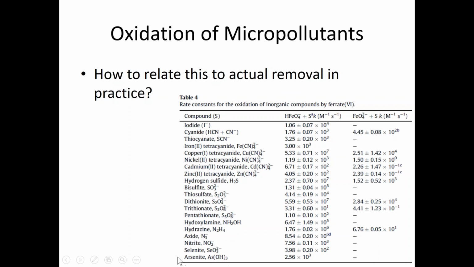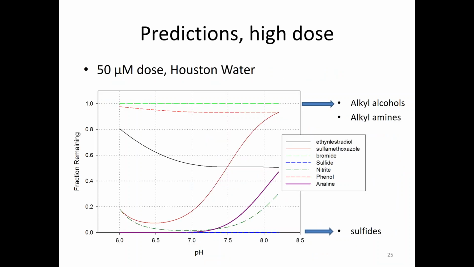contaminants. Arsenic, for example, azide, reduced sulfur compounds, etc. So these rate constants in themselves are not all that helpful unless we can combine that with the other information we have and predict removal rates or degrees of removal. And this is what we did. This happens to be for one of the waters. We picked one of the large systems we worked with, Houston, Texas.